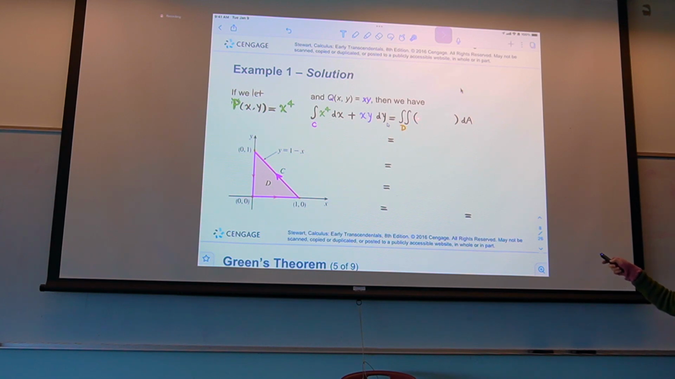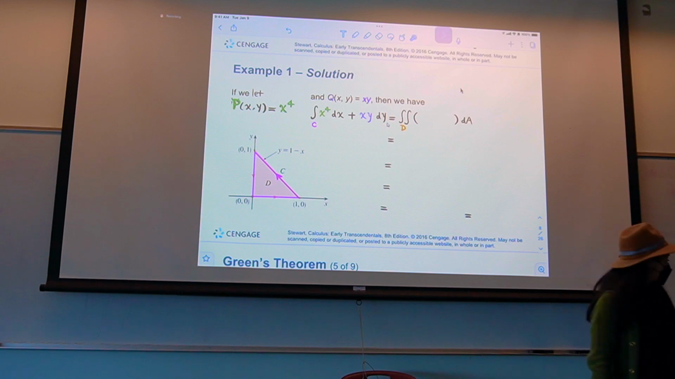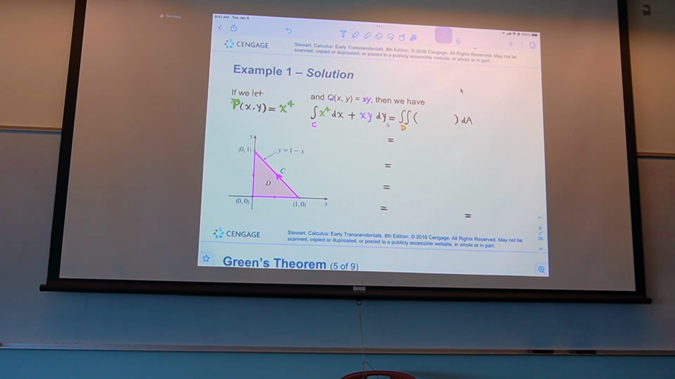So we want to turn this into the double integral over the region that is bounded by this curve C. Here I already color coded this. So this is P, and this is P, right? And x times y is Q. And what should I put over here inside the parentheses? What does Green's theorem say? Partial derivative of Q with respect to x, minus, subtracting what? Partial derivative of P with respect to y. Yeah, so that was what Green's theorem says.